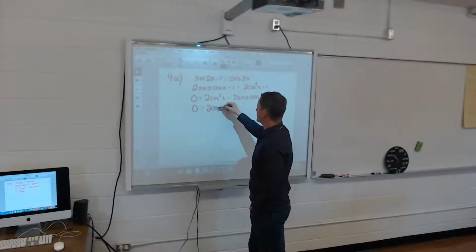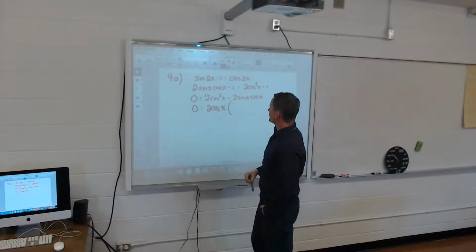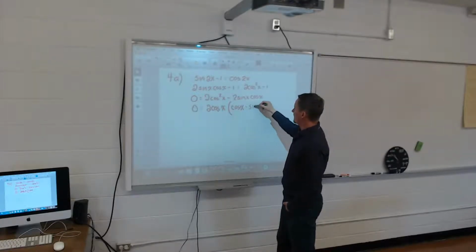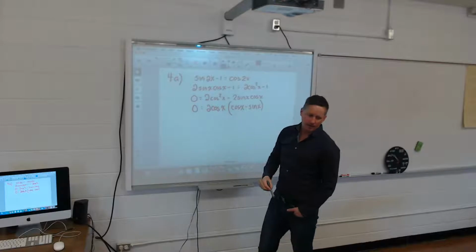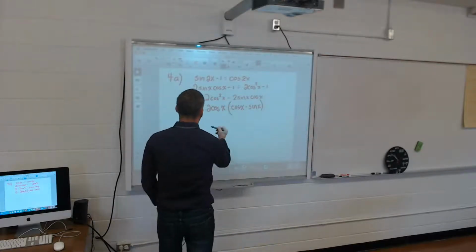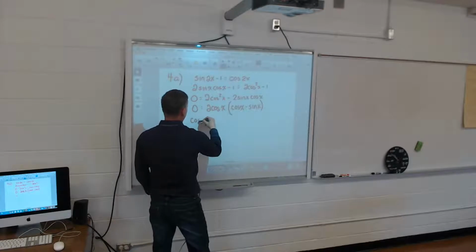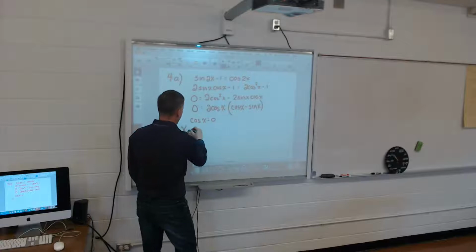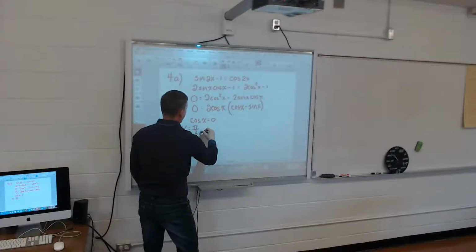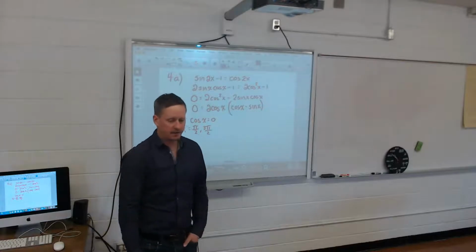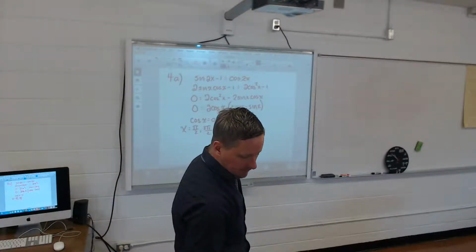Okay, 2 cos x. I'm going to factor it out, and it's going to leave me with cos x minus sine x. Okay, so this one's interesting for us. So we got 2 cos x equals 0, so that means where cos x is equal to 0. That's easy enough. That happens at pi over 2 and 3 pi over 2. Okay, so that one's fine.